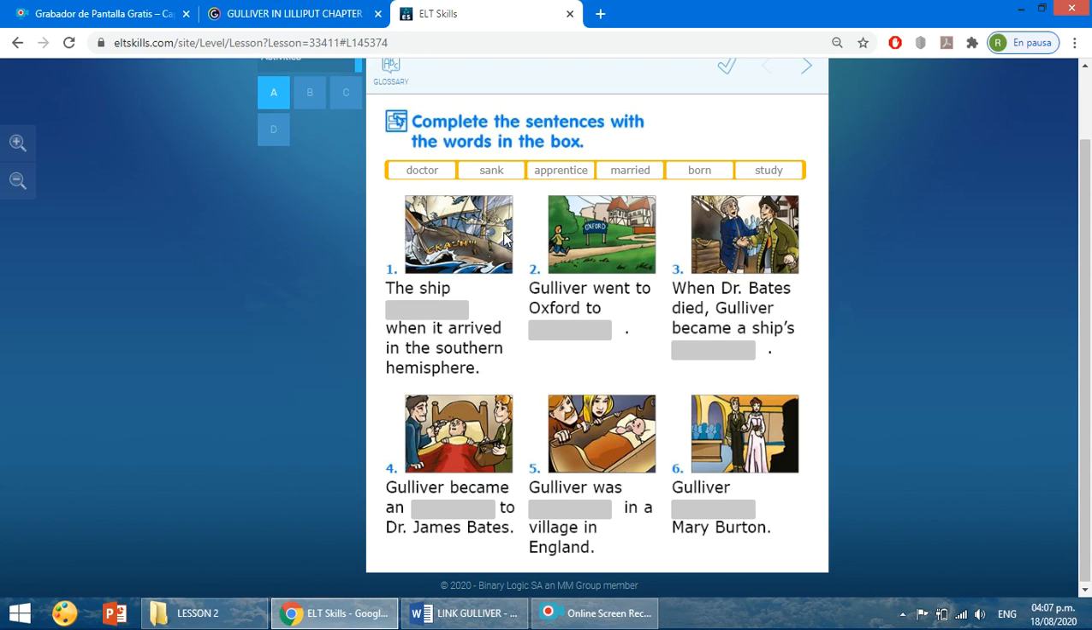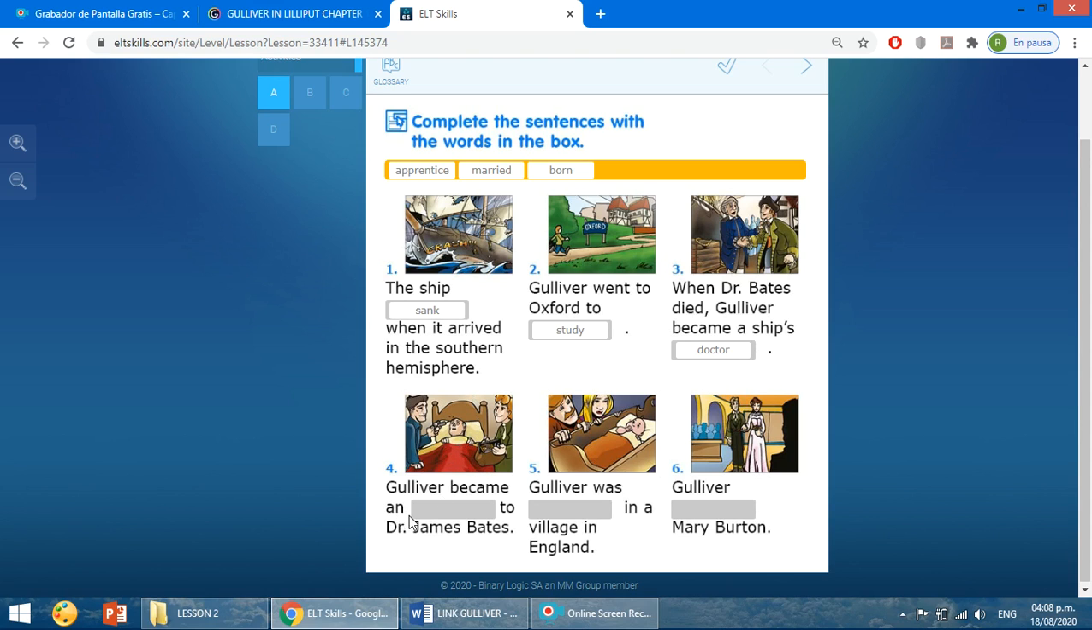For example, the ship. What happened with the ship? The ship sank. The ship crashed and sank when it arrived in the southern hemisphere. 2. Gulliver went to Oxford to study. Good, to study. When Dr. Bates died, Gulliver needed to find a new job. He needed money. So he became a ship's doctor.